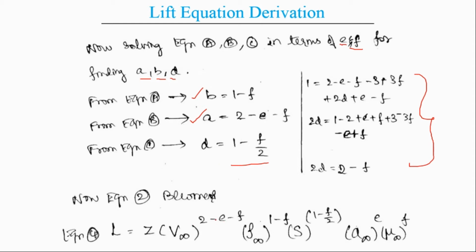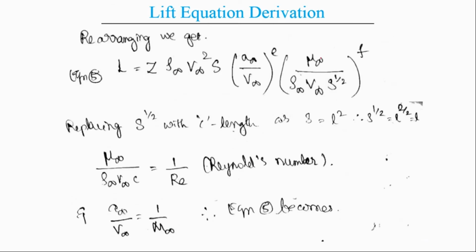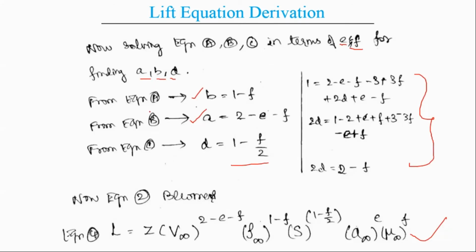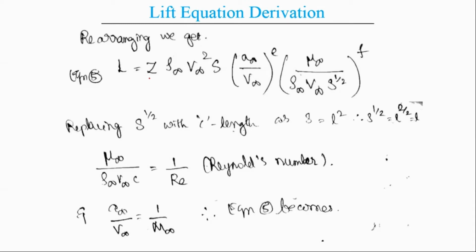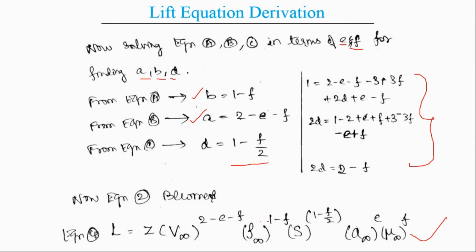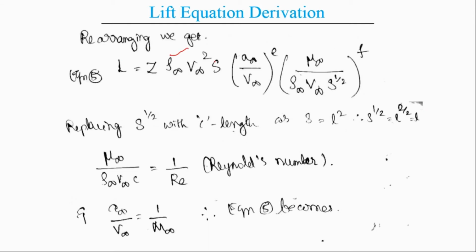When I substitute the value for a, 2 minus e minus f, and similarly the other values, the equation will turn into L is equal to this kind of equation. Here I rearrange the equation, collecting all the values based on the similarity of powers. Here Z is the common dimensionless constant. Rho infinity is obtained from this, so the factor is 1. First I am collecting all the factors with power 1. So rho infinity has a 1, S, the area, has a 1. These are both rho infinity and S. Similarly, V infinity is also having a constant.